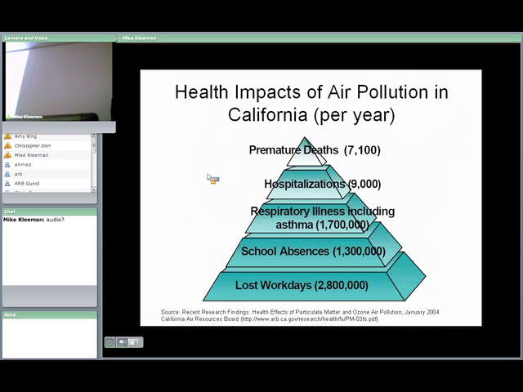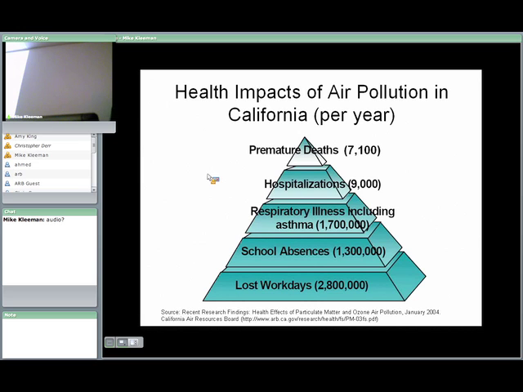And this is one estimate of the potential consequences of that air pollution. We're looking at the health impacts of air pollution in California per year, estimated by the California Air Resources Board. There's uncertainty associated with these numbers, but it gives you an idea of the magnitude of the problem. Around 7,000 people a year die who would not have otherwise died because of air quality problems in California. 9,000 hospitalizations, 1.7 million incidences of respiratory illness, school absences and lost work days.